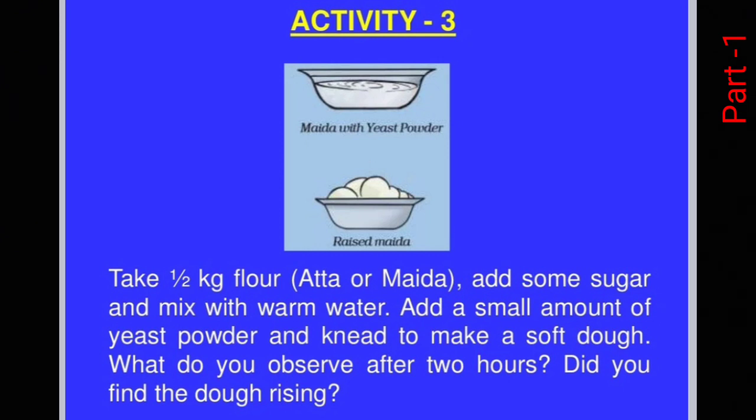So you have to take half kg of flour, atta or maida, add sugar and mix with warm water. Not very boiling water, only warm water. Add a small amount of yeast powder and knead to make a soft dough. What do you observe after 2 hours? You have to tell what you will observe after 2 hours. Did you find the dough rising?